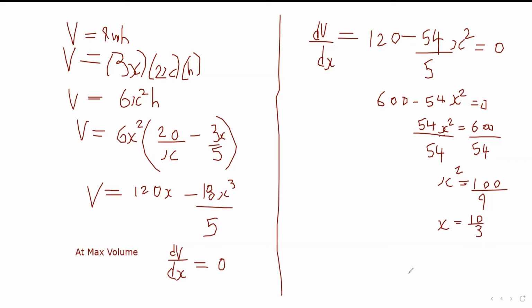And so, Marika, h max then. So for the h max, we can plug in the value for x in the formula for h. Remember, this is h. So the height at which the volume is maximum is 20 divided by that x value of 10 over 3, minus 3 times that x value of 10 over 3, and we divide that by 5.